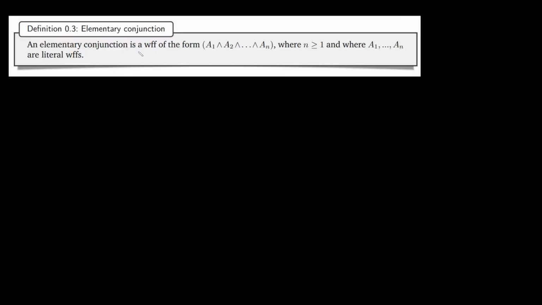An elementary conjunction is a propositional logic well-formed formula of the form a sub 1 and a sub 2 and a sub n, where n is greater than or equal to 1, and where each one of those a's are literal well-formed formulas. Let's look at some examples.